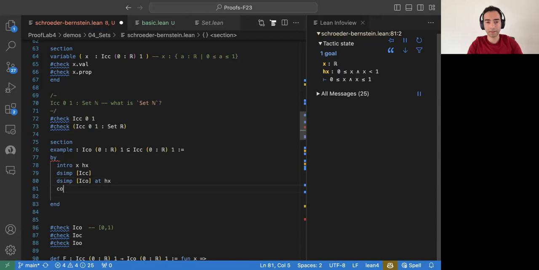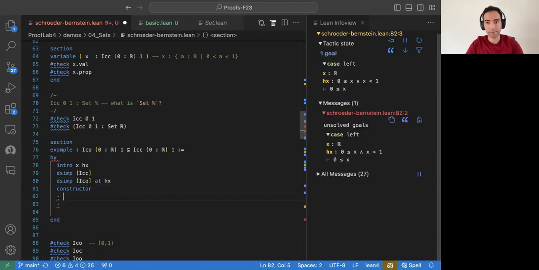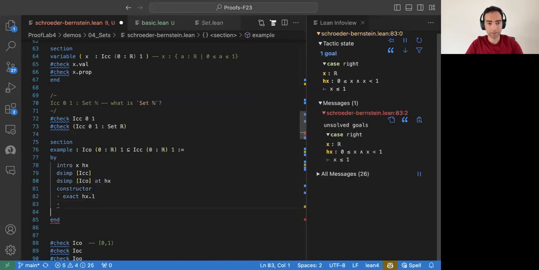So I'm proving an and, usually we do constructor, and we have two subgoals now. The first is x is at least 0, and that I can get from hx. So you can just do exact hx.1. And now I have a goal that says x is at most 1. hx.2 says x is less than 1. So I need some lemma that tells me if something is less than 1, then it's less than or equal to 1. How do I do that?